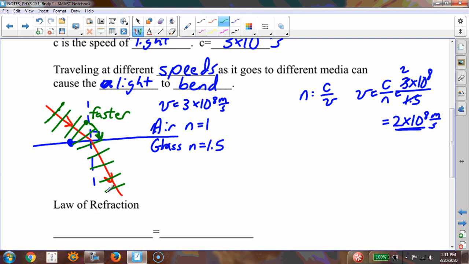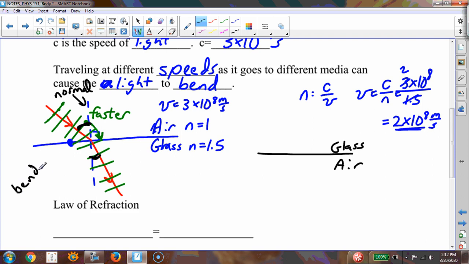I can too, by the way, go from glass to air, although you can probably guess what's going to happen there. On this one, I talk about the light bending towards the normal. Remember, this is called the normal line. And this angle right here is now smaller than it was up here. So this is called bending towards the normal.